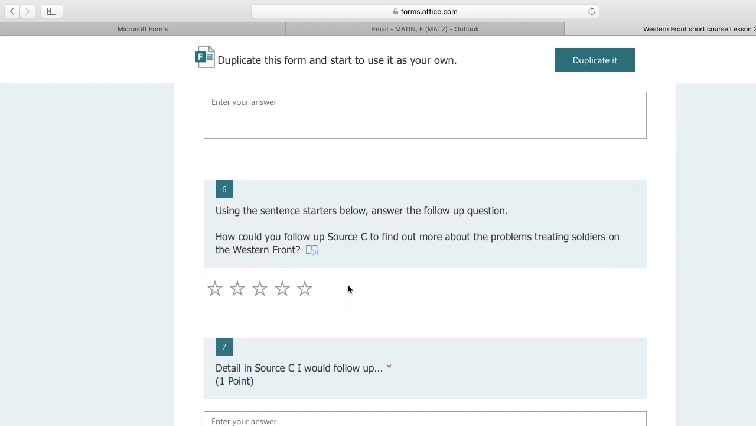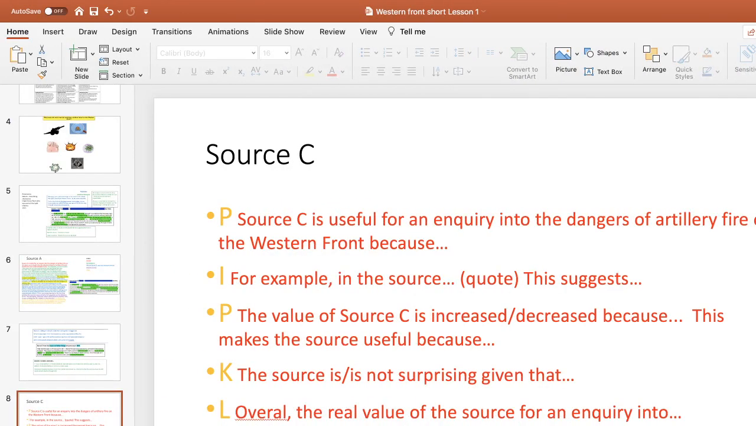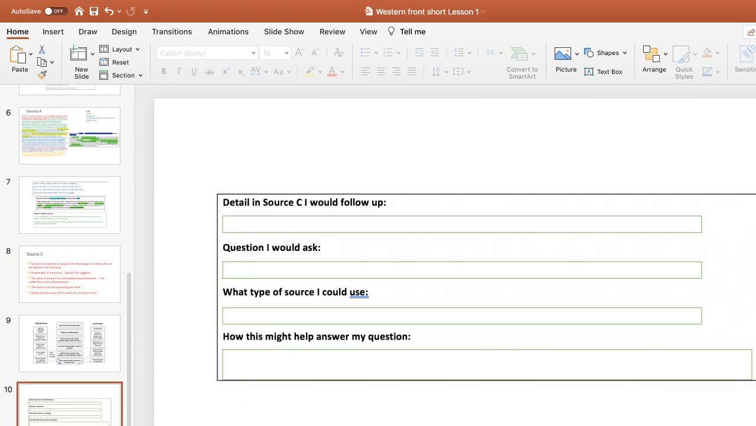So it asks you here, how could you follow up source C to find out more about the problems treating soldiers on the Western Front? So I'm going to just again show you on this one over here. This is what it looks like in an exam. It asks you for some detail in a source. It asks you about a question you would like to ask. It asks you what type of source you'd use to find out an answer to your question. And then you have to explain the rationale about how your source is going to answer your question.